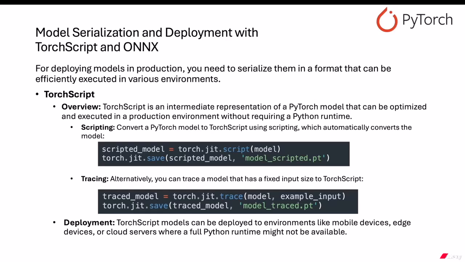Tracing. Alternatively, you can trace a model that has a fixed input size to TorchScript. Here is an example. Traced model equals torch.jit.trace, passing the model and example input, torch.jit.save, passing the traced model and 'model_traced.pt'. Deployment. TorchScript models can be deployed to environments like mobile devices, edge devices, or cloud servers where a full Python runtime might not be available.